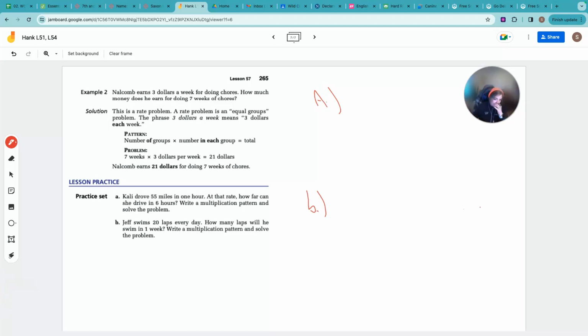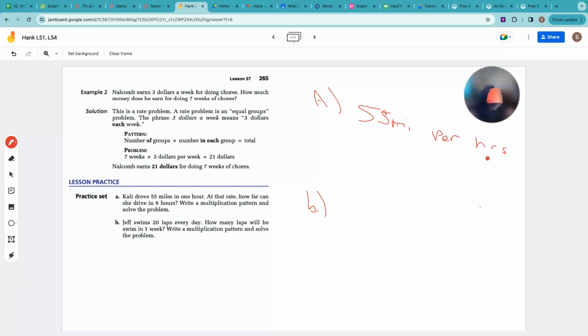Okay, so we got A. It says Callie drove 55 miles in 1 hour. So remember, first thing we're going to do, we don't want our brain to be everywhere. We're going to write it down. So we got 55 miles in an hour. So she's driving. That's not fast. 55 miles in 1 hour. So 55 miles per hour. So then it says, at that rate, how far can she drive in 6 hours?